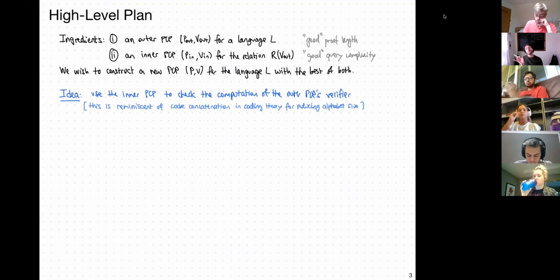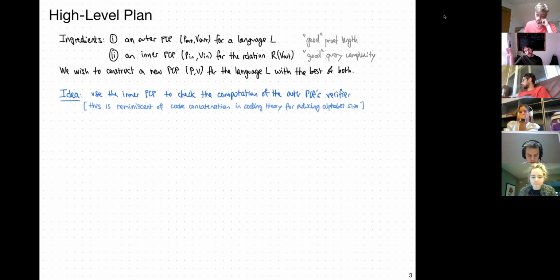So what do we have with PCP? We have a proof oracle, and then we want to make some queries to the proof oracle. In this case, the query complexity is quite large. We're making quite a bunch of queries, say polylogarithmically many queries. And then the PCP verifier checks whether these queries are good or not, whether they satisfy a certain constraint. And based on that, we decide whether to accept or reject.